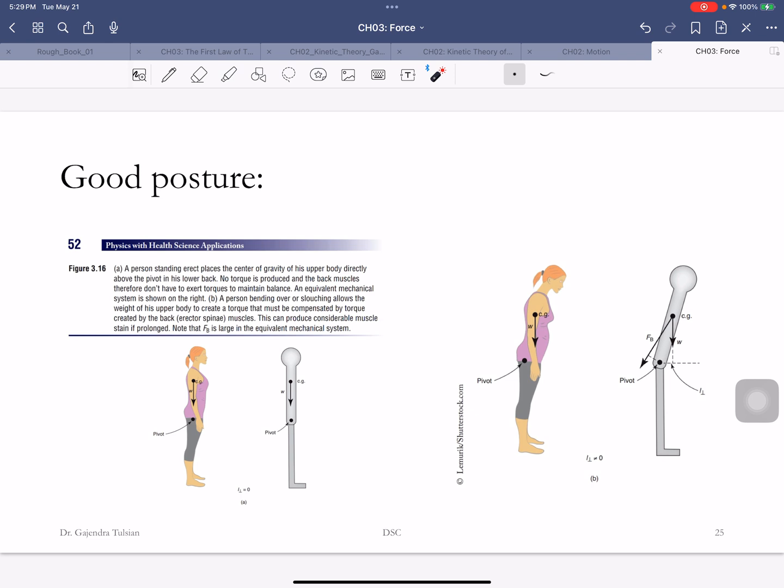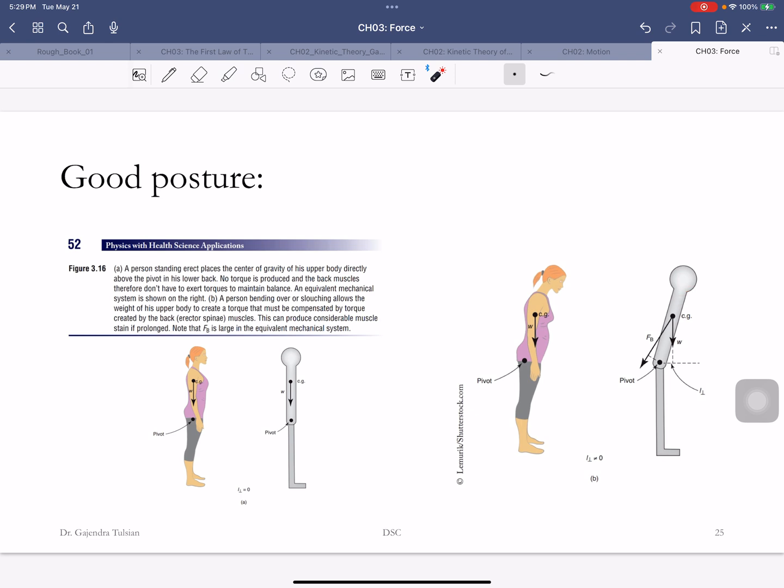Now let's see another example about good posture and why you need good posture. So here's your upper body. There's the center of gravity of your upper body, and that's your pivot point. If you have good posture, this thing models the weight of the upper body is right above the pivot point, and there's 0 torque, and this is the best position to be in. There's very little strain on your body. What if you slouch?